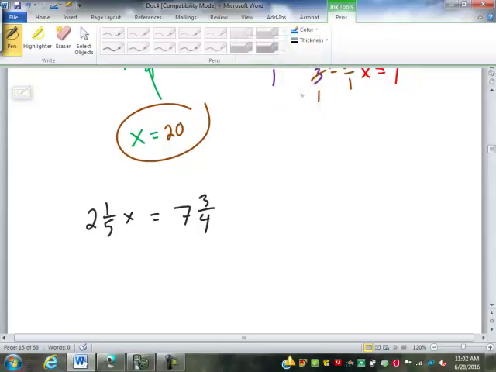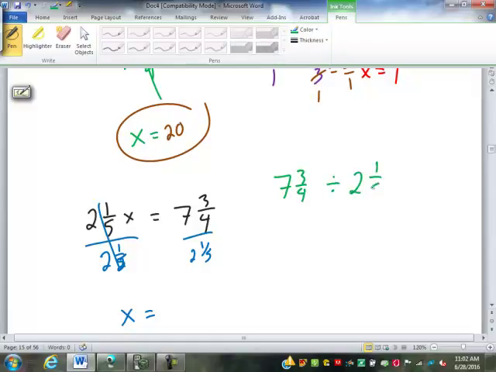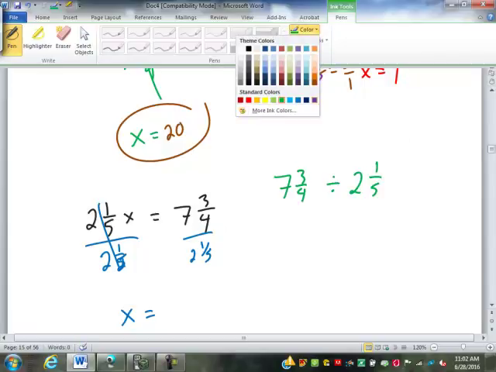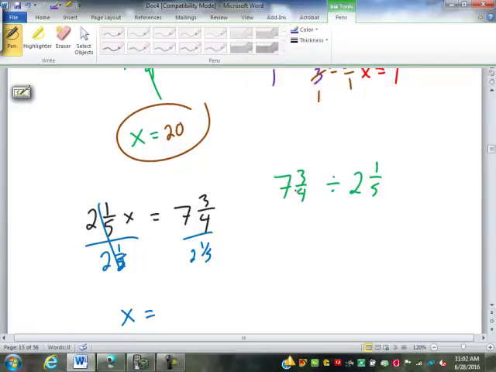What would I do here? I divide by 2 1/5. So here I'm going to get x. Over here I've got a little work to do, don't I? Now if you're using your calculator, yeah, you can just punch it in. Since I'm doing it by hand, I've got to write it out like this, so I'm ready to go. Now I'm going to change them into improper. 4 times 7 is 28, plus 3 is 31/4. Still divided by 5 times 2 is 10, plus 1 is 11/5.